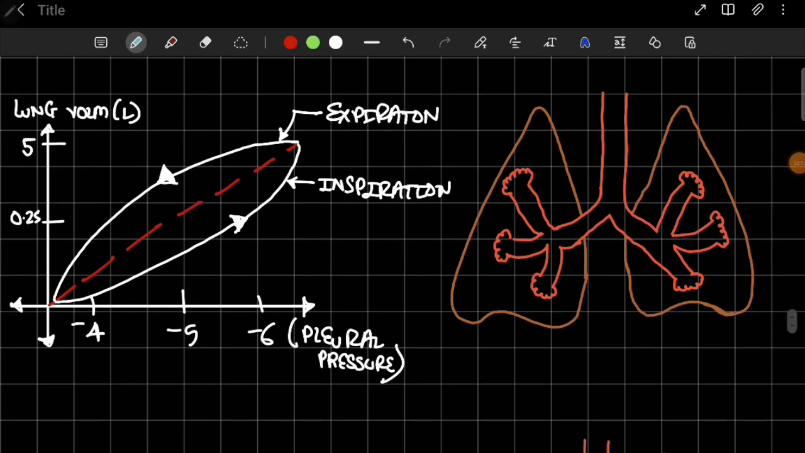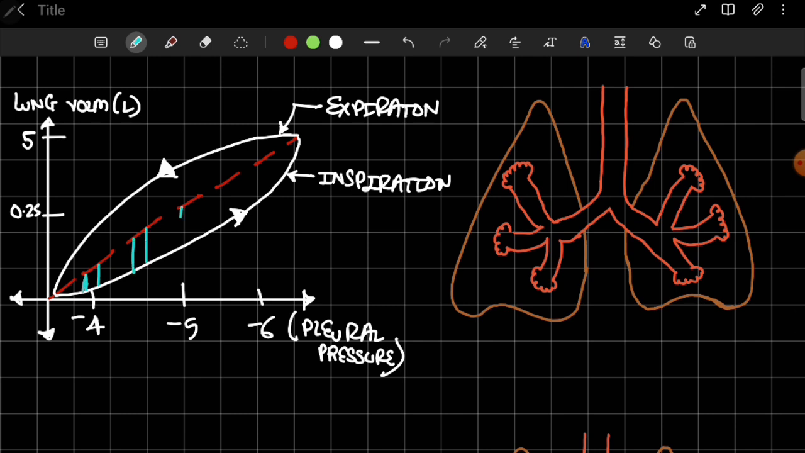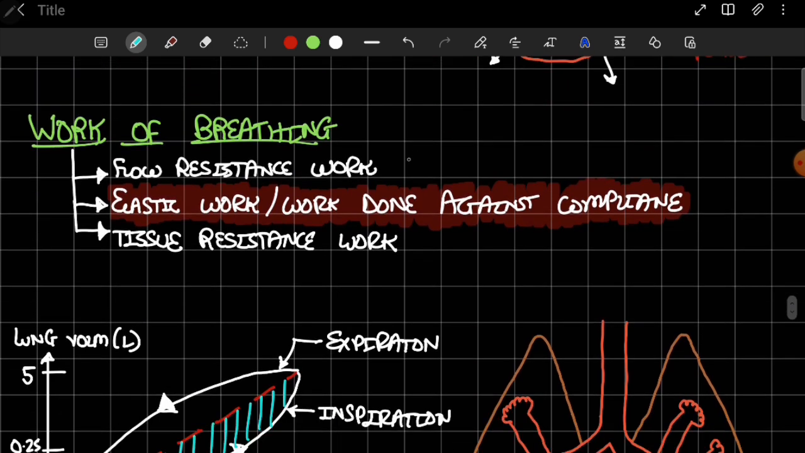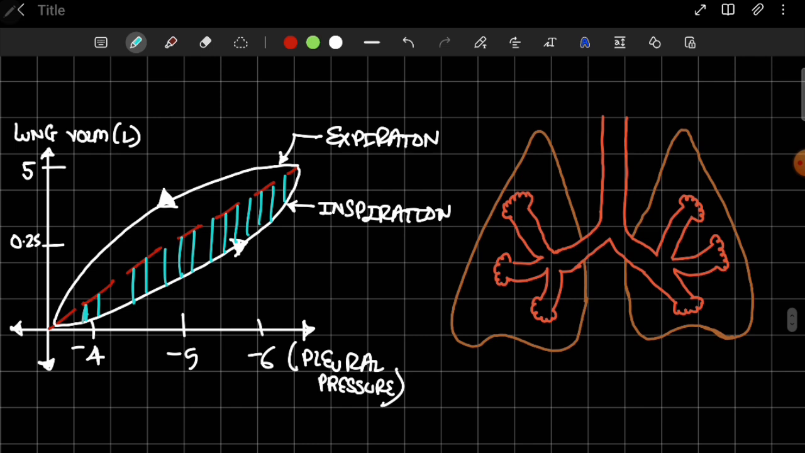So the flow resistance work will be during inspiration or expiration? Obviously inspiration, as we are going in, we are breaking the resistances. So this part, just a second, I will use a brighter color. This part is the, I will write it here also, flow resistance work. This part is the flow resistance work.